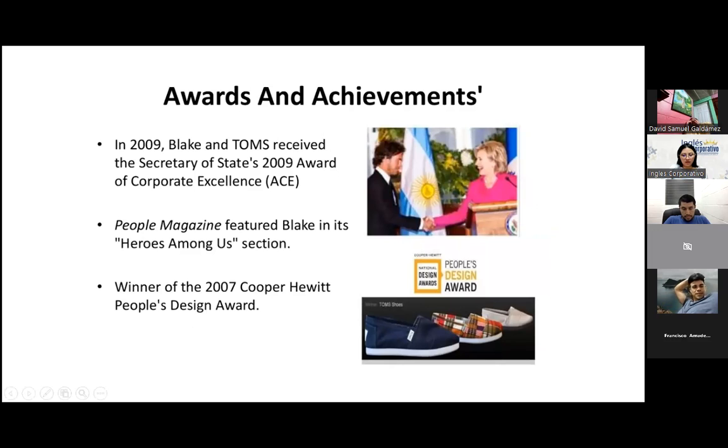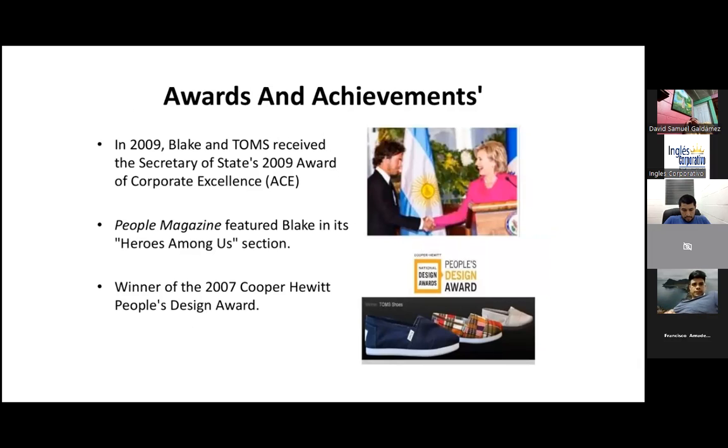Okay, in 2009, Blake and Tom received the Secretary of State's 2009 Award of Corporate Excellence, ECE.